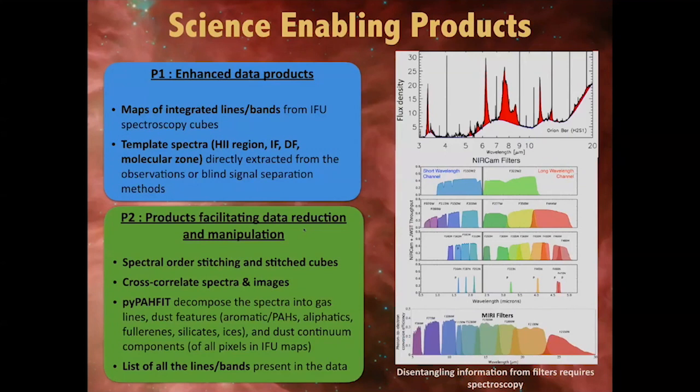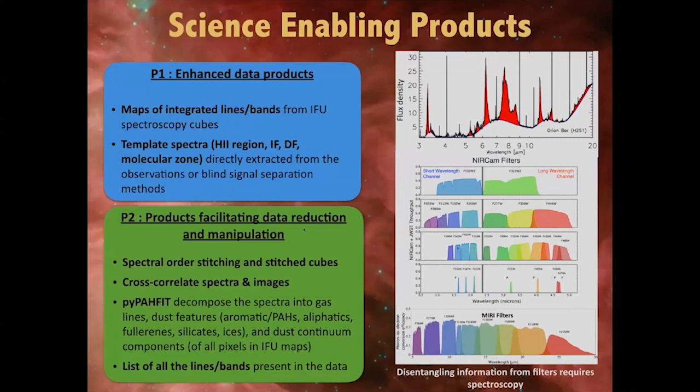Science enabling products that we will provide have three flavors. The first flavor is enhanced data products. So we will provide maps of integrated lines and bands from the IFU spectroscopy cubes. And we will also provide template spectra from the ionized gas, the ionization front, the dissociation front, and the molecular zone. So they can be used by the community if you do not have that spatial scale that you can resolve them.